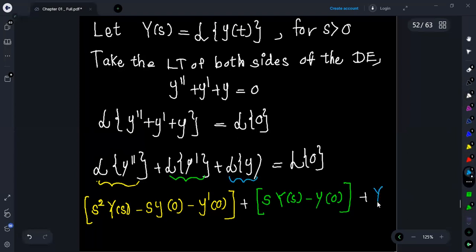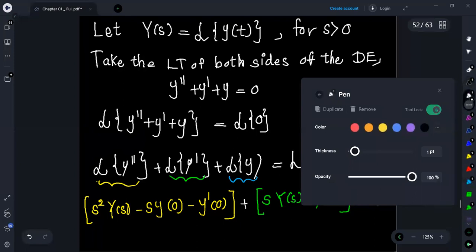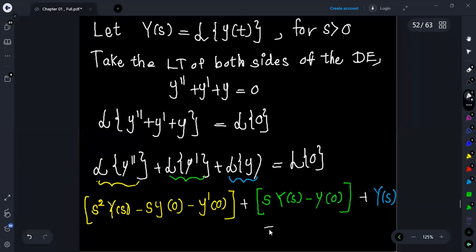It is capital Y of s, and this is equal to the Laplace transform of 0. This is something new that you need to remember: the Laplace transform of 0 is equal to 0.